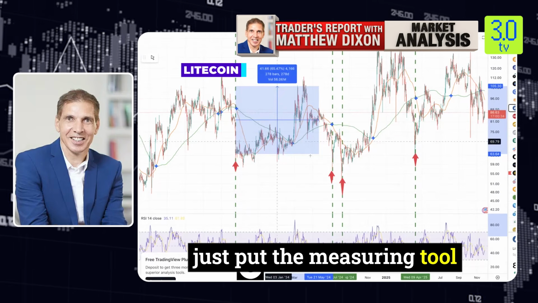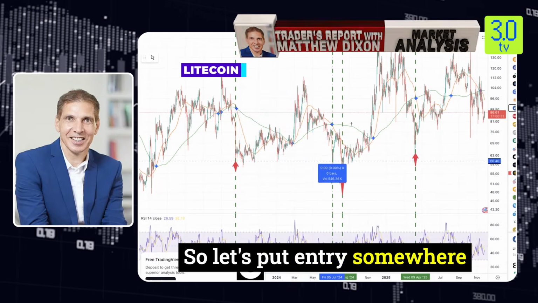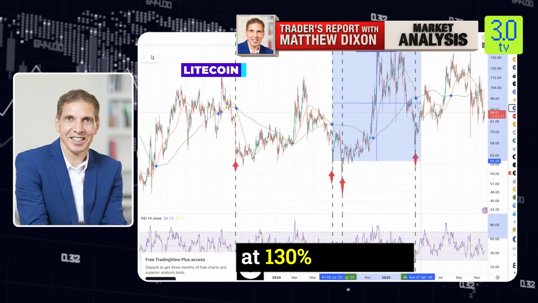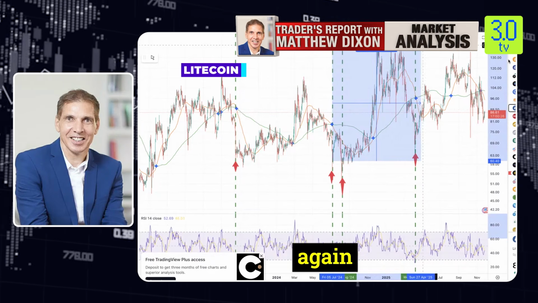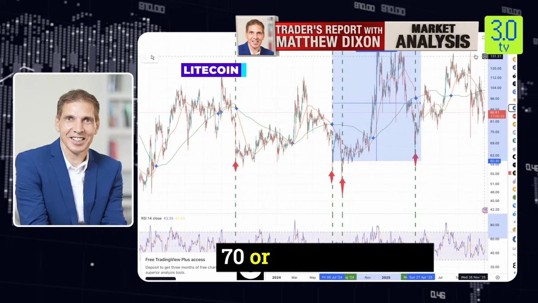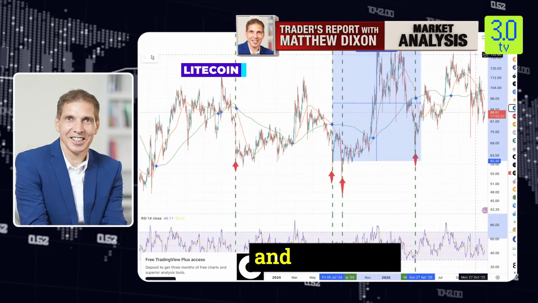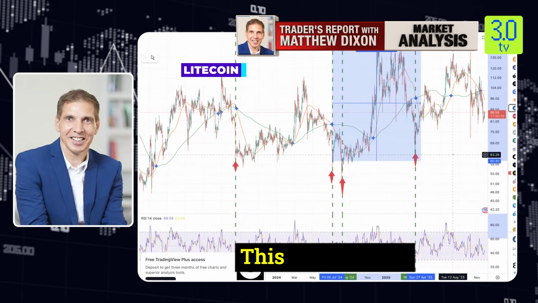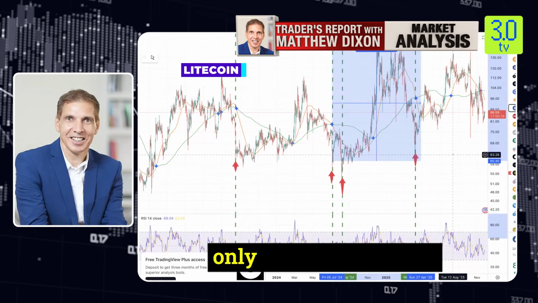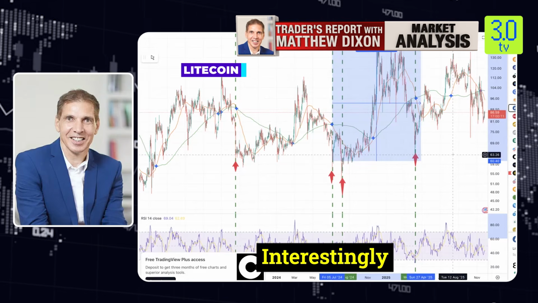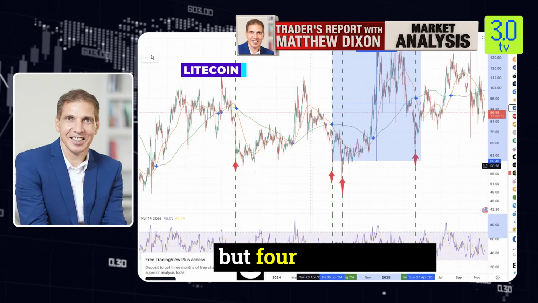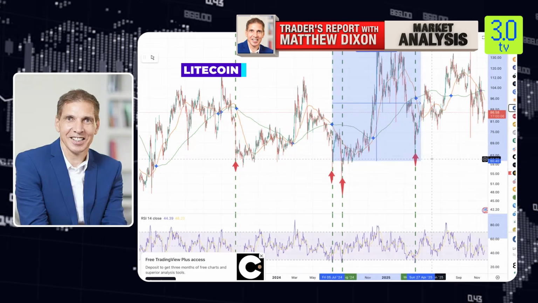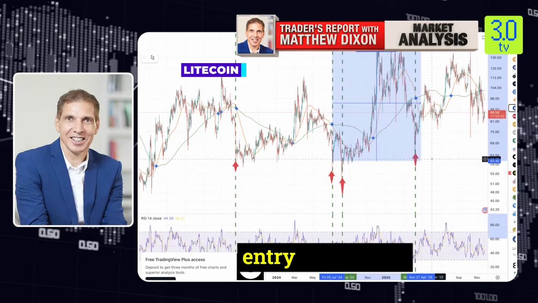Again, just put the measuring tool on there. So let's put entry somewhere around here to somewhere up here. We're looking there at 130% return, and this one again is probably 70 or 80% return here. And 130, 140% for this one. So massive returns. This is long term, looking over 18 months, only 4 entry signals. Interestingly, there's no entry signal at the moment, but 4 entry signals would have netted you on average probably about 100% return on each entry point there.